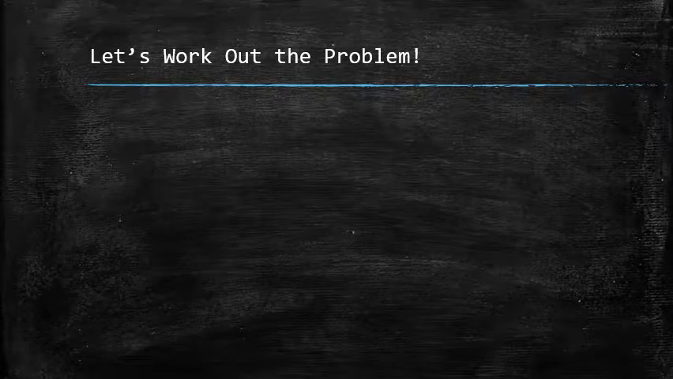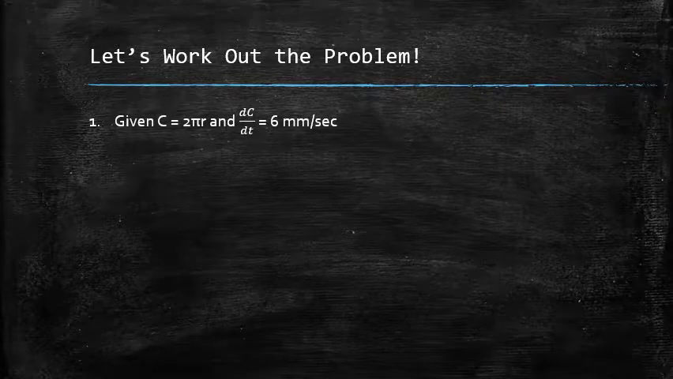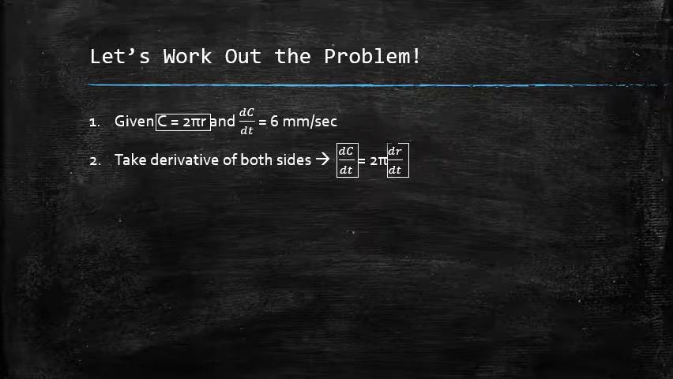Okay, so in order to work out the problem, we're going to need to break it into multiple steps. The first step will be to establish what you're given. So we're given that the formula for circumference is equal to 2 pi r, and that the change in circumference is equal to 6 millimeters per second. And based off of that, right there, we can take the derivative of both sides. So the derivative of c using implicit differentiation will be dc by dt, and 2 pi stays because it's a constant. And then by implicitly differentiating radius, we'll have dr by dt.